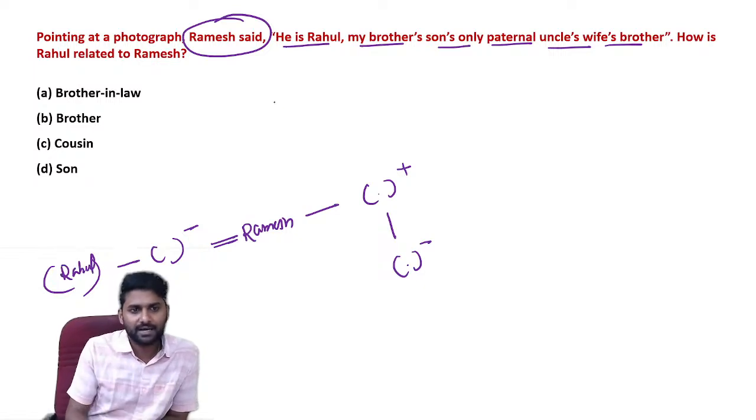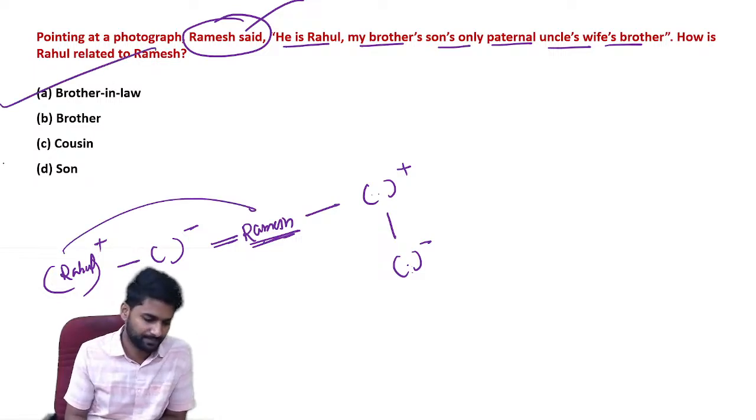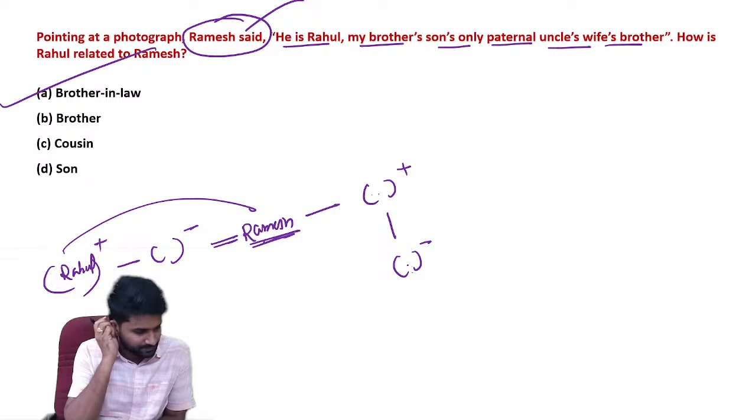You can see Ramesh here. So this is Ramesh, and it is all about Ramesh. Ramesh's brother's son's only paternal uncle, the father's brother, is Ramesh. Ramesh's wife's brother is Rahul. So how is Rahul related to Ramesh? He is his brother-in-law. Clear?